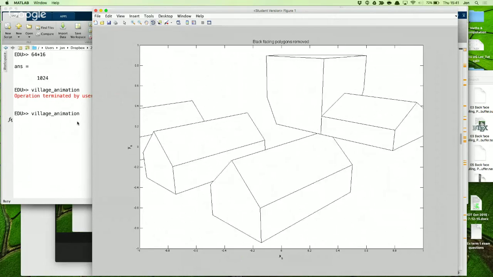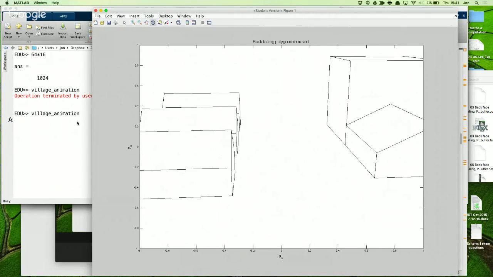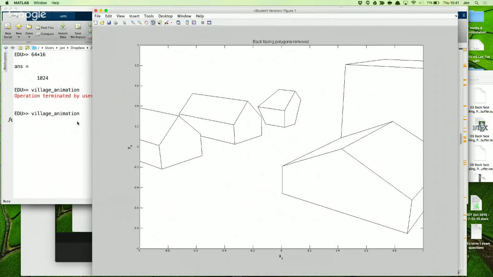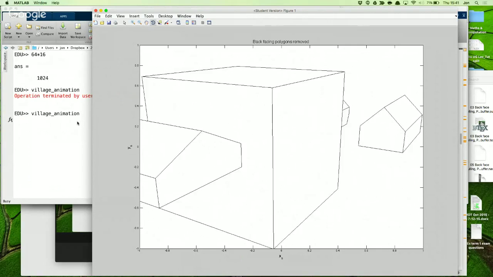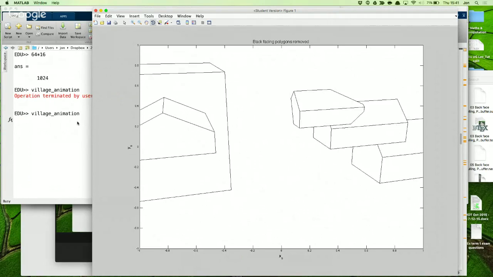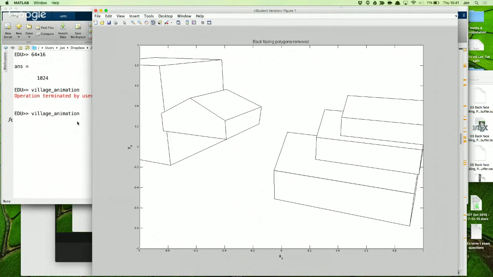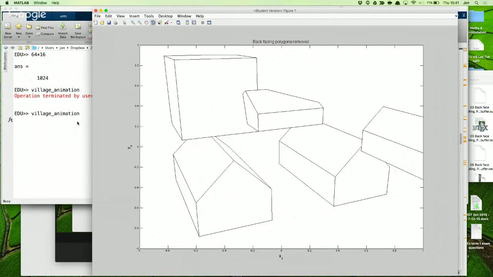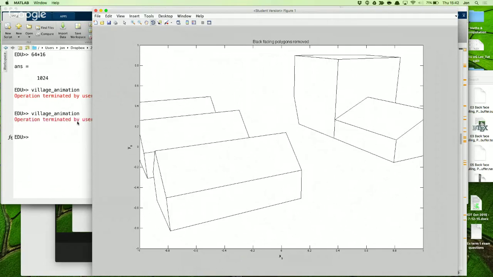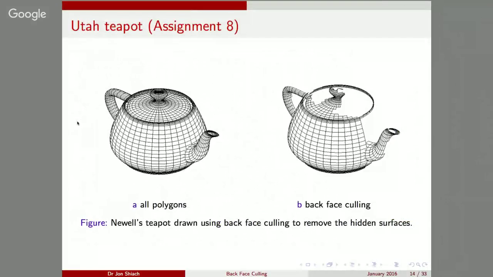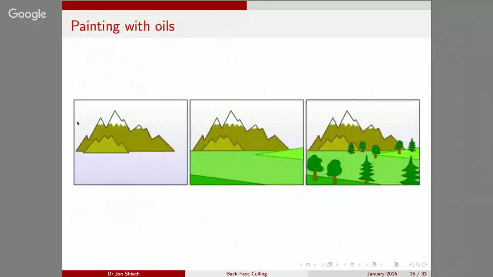Okay, so we've got another problem here. We don't want things going in front of objects when they shouldn't. As this comes round, some of the houses go in front of the other houses and so on. So it's still not great. This is where the next technique comes along, and this technique is called the painter's algorithm.